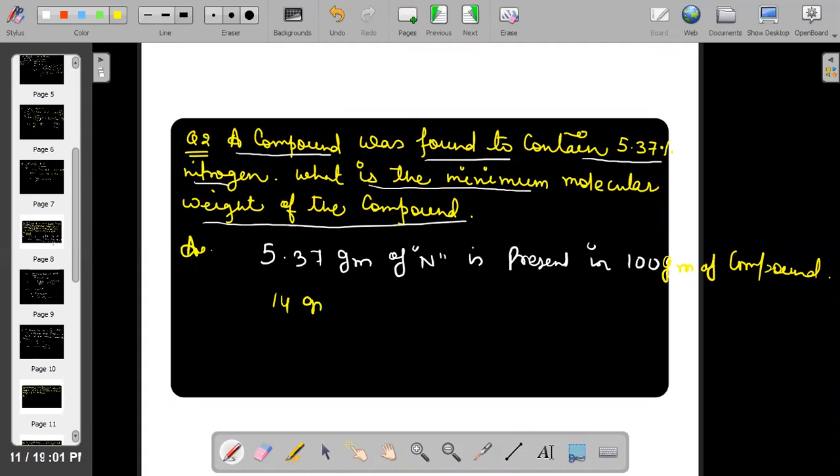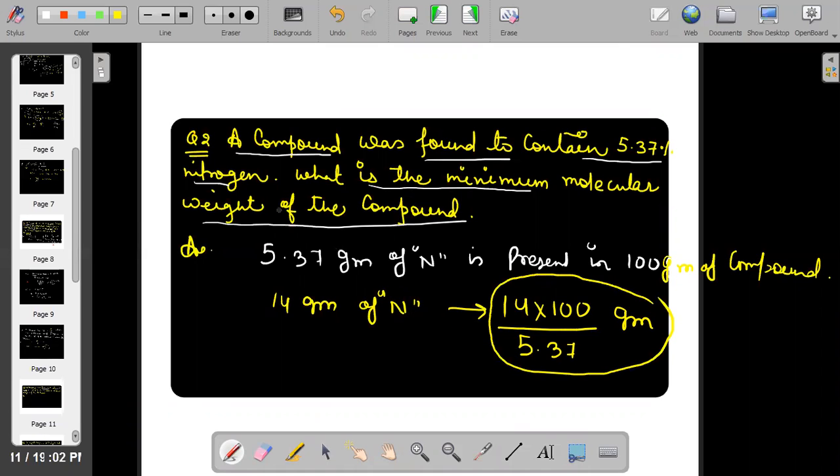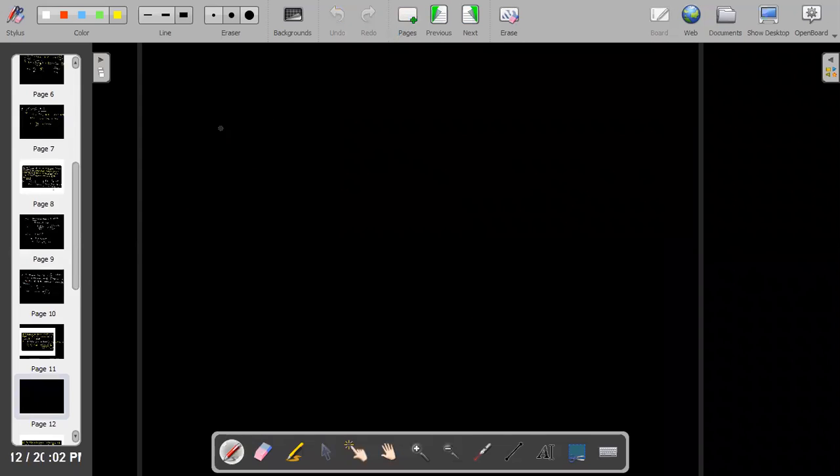So you will write, 14 gram of nitrogen is present in how many gram of the compound? That is 14 into 100 divided by 5.37 gram. After solving, you will get the answer. What I'm telling is, 5.37 gram of nitrogen is present in 100 gram of compound. So 14 gram of nitrogen will be present in this much. Why have I taken 14 gram? Because 14 is the minimum atomic mass of nitrogen. So after solving, this is the value of the minimum molecular weight of the compound. Clear?